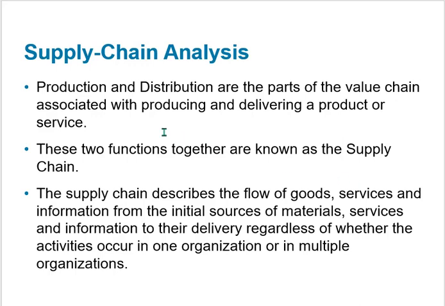Now, to increase the efficiency in these areas, in other words, increase performance and reduce cost, suppliers may be asked to deliver small quantities of material frequently instead of larger shipments. It might be more cost effective otherwise, but for other parts of the supply chain, you want them in small bites. So the supply chain describes the flow of goods, services, and information from the initial sources of materials, services, and information to their delivery, regardless of whether they occur in one organization or multiple organizations. So the supply chain generally includes a larger group. These are the production and distribution functions in the value chain. That's how it fits.